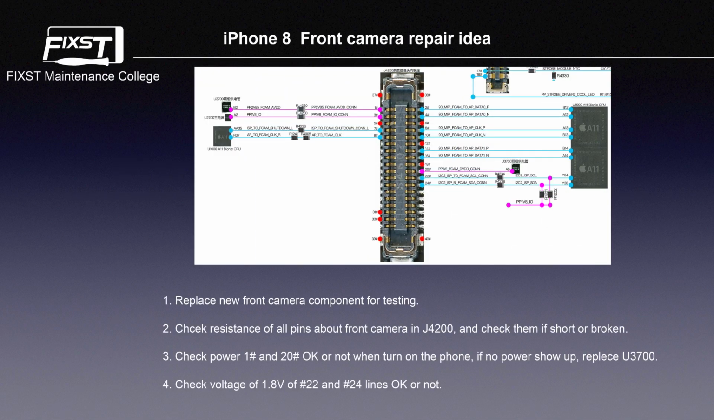Number 1. Replace with a new front camera component for testing. Number 2. Check resistance of all pins about the front camera in J3200 and check if they are shorted or broken. Number 3. Check whether power pin 1 and pin 20 are OK when turning on the phone. If no power shows up, replace U3700. Number 4. Check whether the 1.8 voltage of pin 22 and pin 24 lines is OK.